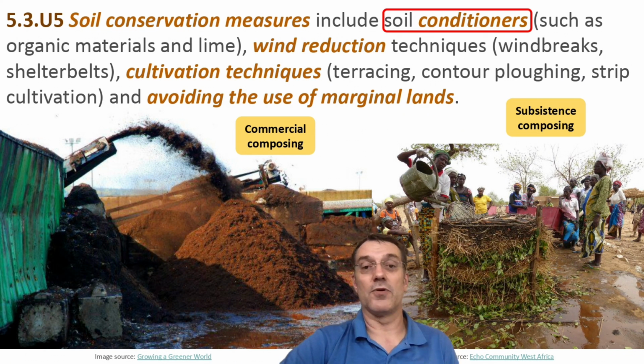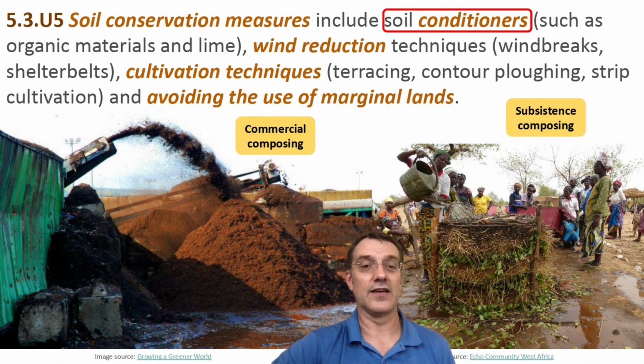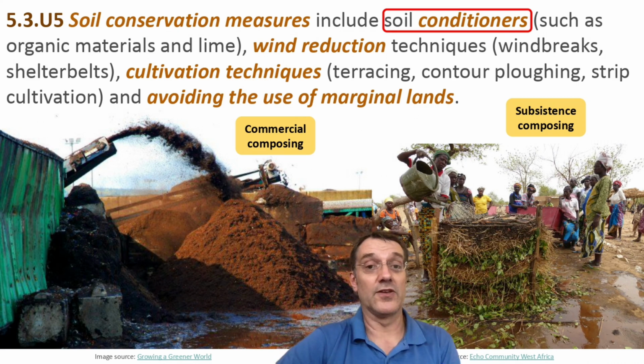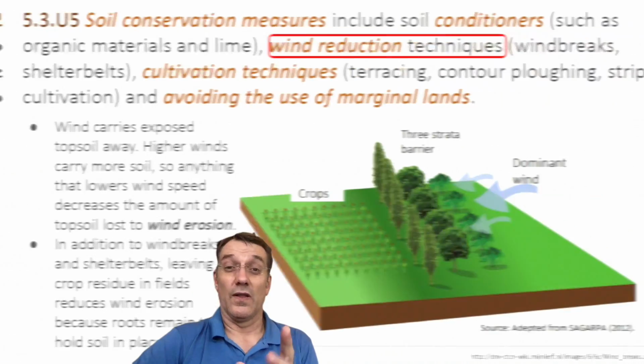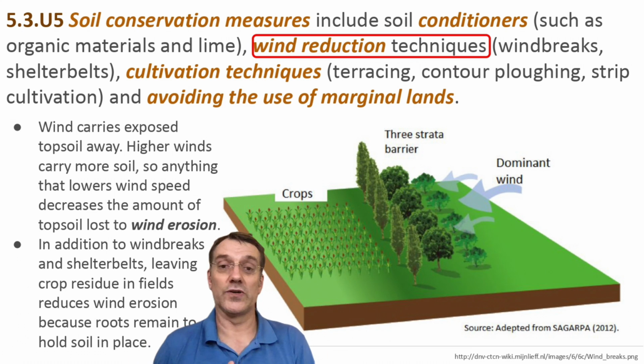While commercial composting facilities process large volumes of organic matter mechanically, subsistence farmers often create smaller, manually maintained compost piles. Both approaches contribute to soil health, but their scale and their methods differ pretty significantly. Let's take a look at wind reduction techniques. This diagram shows how strategically placed windbreaks protect crops and soils.